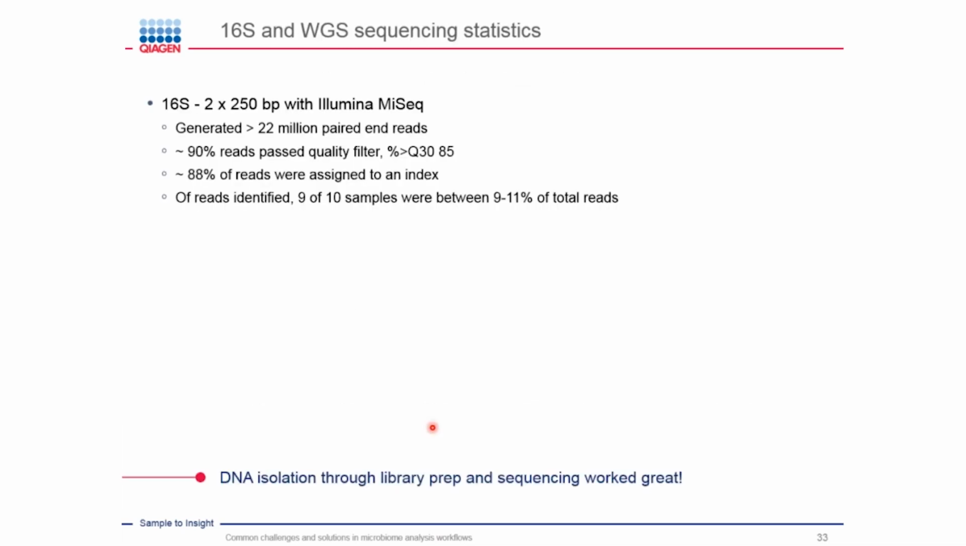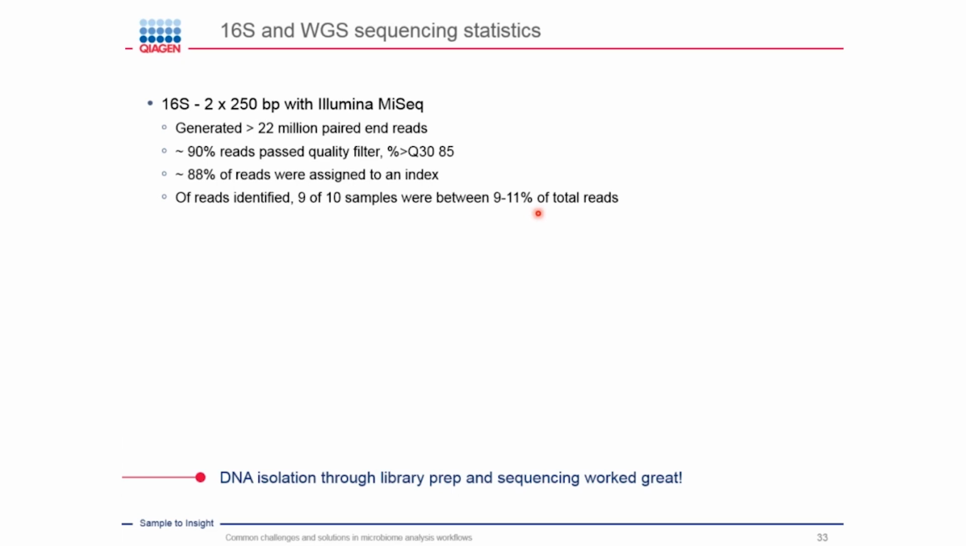After the NGS run, we got some sequencing statistical results. As you can see here, we have generated roughly 22 million paired end reads. We had 90% of the reads passing a quality filter of Phred score of 30. 88% of the reads could be assigned to one of the used indices, so most of the NGS reads could be used. And we had a pretty good distribution, so 9 out of the 10 samples had around 10% abundancy in the reads.